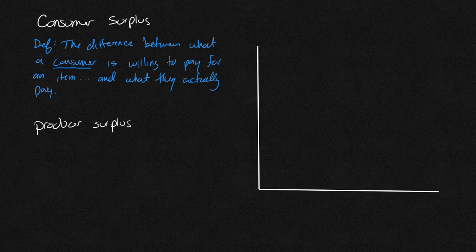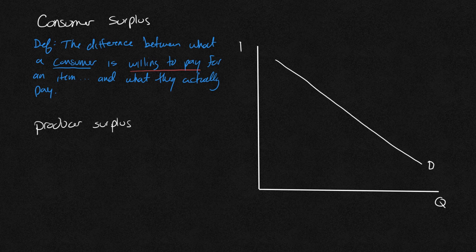So let's talk a little bit more about that in depth. We know it's consumer surplus. It's going to be the difference between what a consumer is willing to pay for an item and what they actually pay. Well, let's think about the willingness to pay part. A willingness to pay is really just your demand curve. So let's draw our basic demand curve on this.